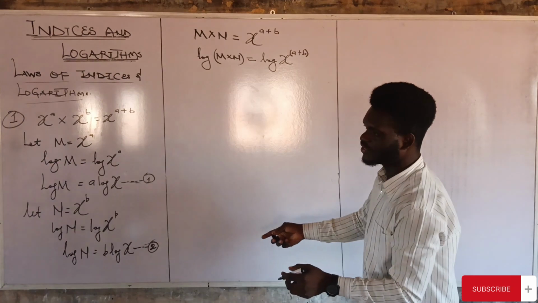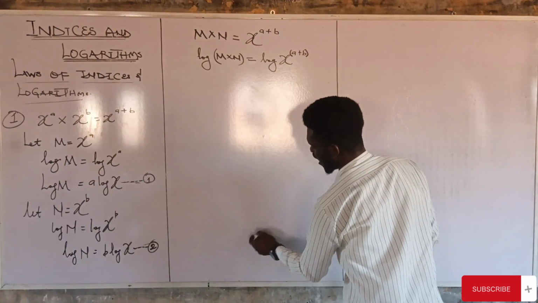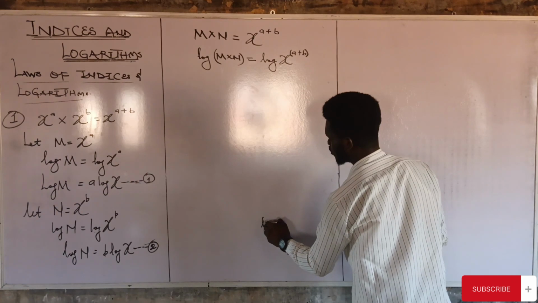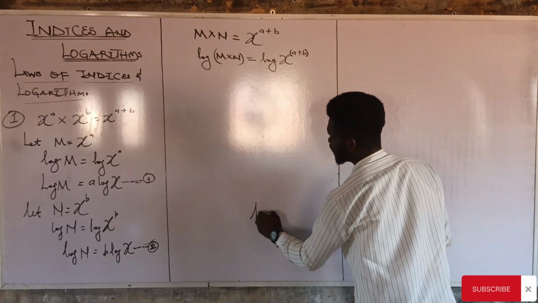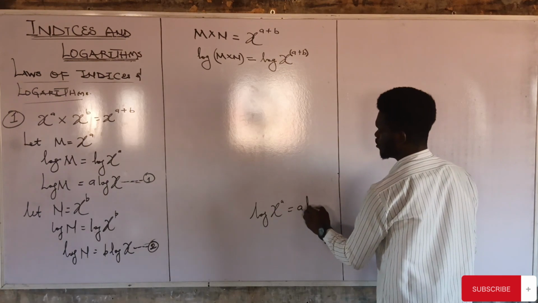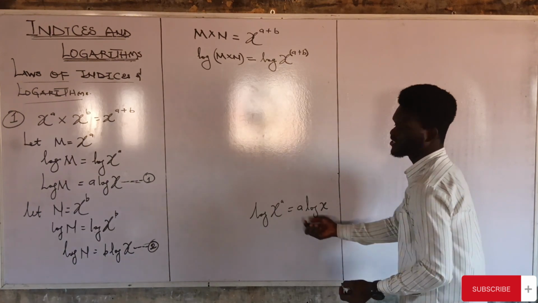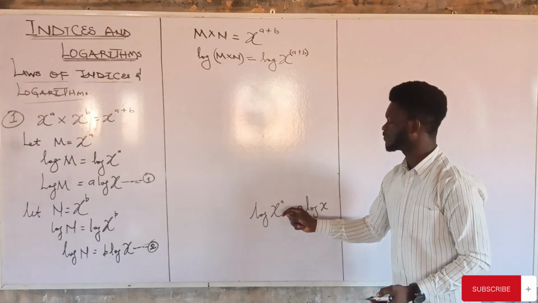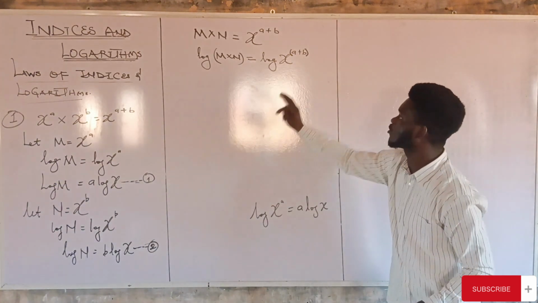Now the law I stated just now: when you have log x raised to the power of a, it can be a log x. The same thing. So log x raised to the power of a is equal to a log x. So the a has gone to the back. So that's what we are going to use now.